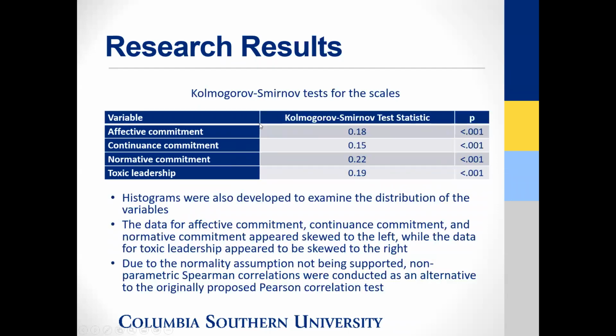And then they presented the Kolmogorov-Smirnov test, which is the assumption of normality. So in this case, normality was not supported. And this final bullet point explains what they did. So because normality was not supported, non-parametric Spearman correlations were conducted instead of the originally proposed Pearson correlations. So if you have any adjustments that were made from your initial plan, that's what you want to discuss in here.